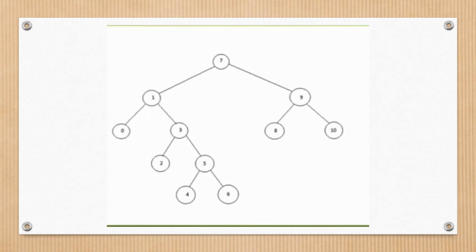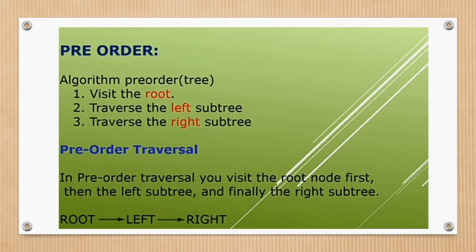Let us take an example. Here the root node is 7. The root node has 2 children, the left one is 1, the second one is 9. Each of these again has 2 children. This is a binary tree. Let us see how we will traverse this binary tree using different types of traversal techniques.